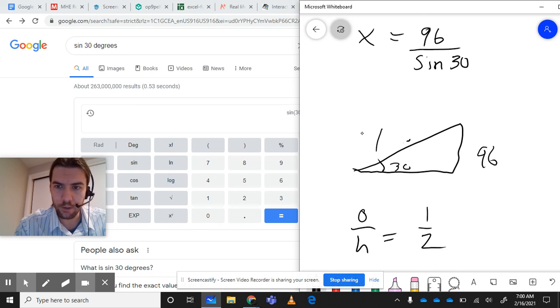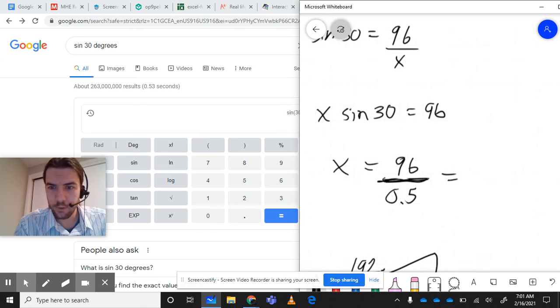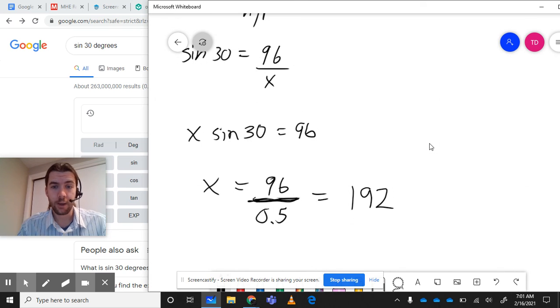So like 192. At this stage, we would have replaced sine of 30 with 0.5, and that would have simplified to be 192. And that is the process you'd go through to use trigonometry to solve for a missing piece of a triangle.